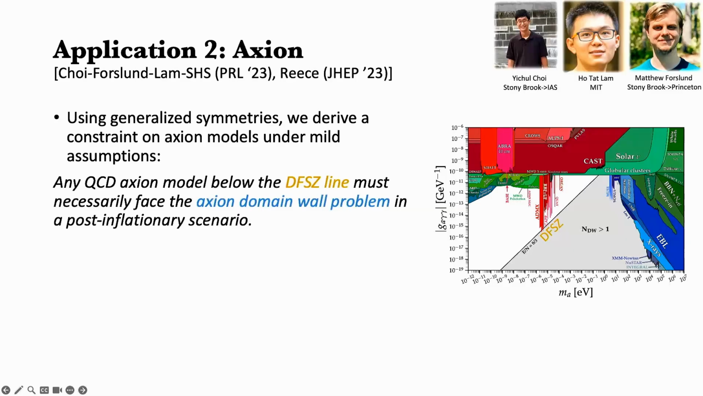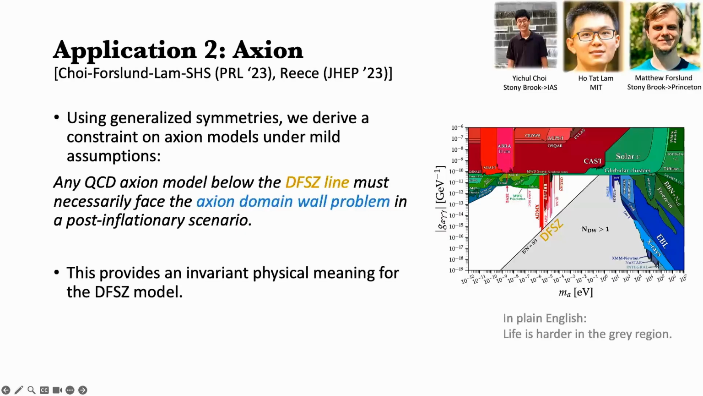Okay, so I added a lot of adjectives in this sentence, and it might not make any sense for people not working in this field. So if I translate it into plain English, it just means that life is harder in the gray region. It's not impossible, but you just have to do more work if one day we find an axion model in this gray region. Anyways, this simple reasoning actually gives an invariant, distinctive role of the DFSZ model in the wide landscape of axion models.